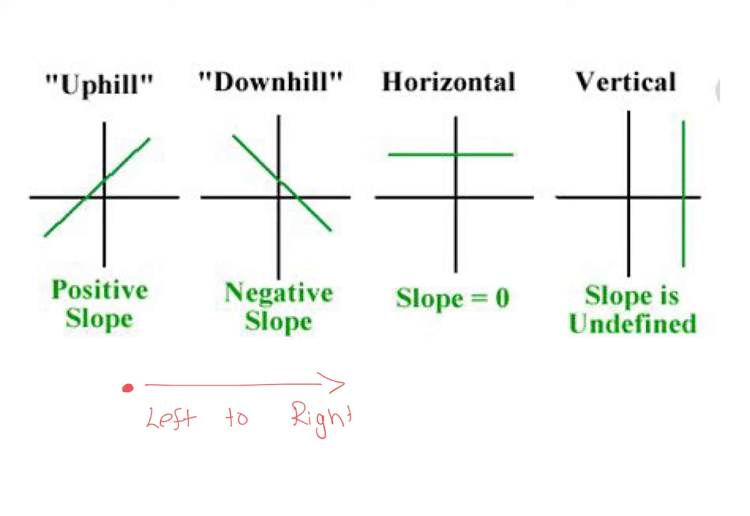You want to think of this like a mountain. If you are going uphill as you go from left to right, that is positive. If you're going downhill from left to right, that is negative. If you are just walking straight, not going up or down, then it's 0. And then a slope is undefined because you cannot walk vertically on anything. That would be like a person walking down a building. Not possible.